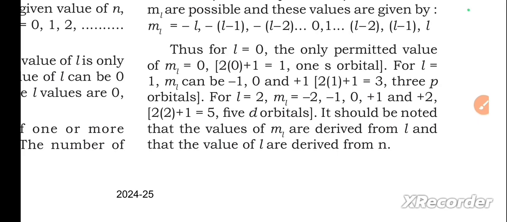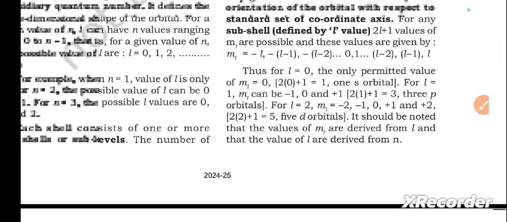This is the 1 s orbital. For l equals 1, m_l can be minus 1, 0 and plus 1, equal to 3 p orbitals. For l equals 2, m_l equals minus 2, minus 1, 0, plus 1 and plus 2, equal to 5 d orbitals. It should be noted that the values of m_l are derived from l and the values of l are derived from n.